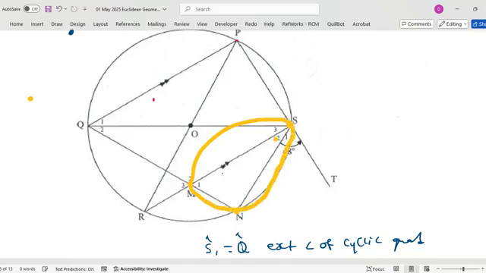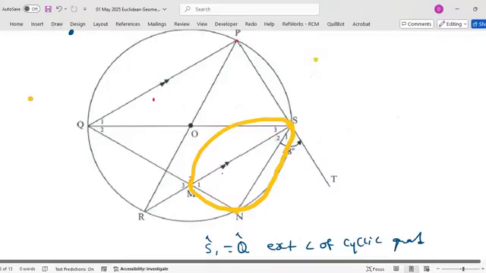To me it looks like a circle, by the way. I don't know to you guys. To me it looks like a circle. So they're saying that we must prove that this line is a tangent.